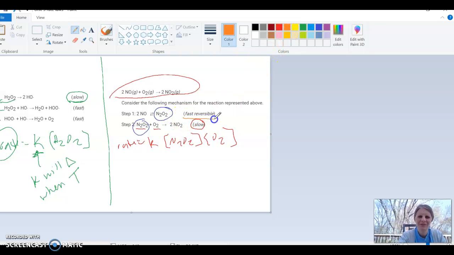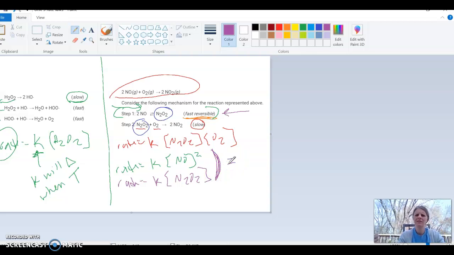Luckily, it always has this fast reversible one that we can kind of deal with. So I'm going to take a look at this fast reversible one. Let me change colors here. So I'm going to write the rate law for this top reaction. I'm going to say that rate equals K times NO squared. That's for going this way to the right towards the product. But it's a reversible, so the rate is also going backwards. So rate equals K times N2O2. That's for going backwards. And we know that these two rates right here are actually going to be equal to each other because it's equilibrium reversible reaction and fast.